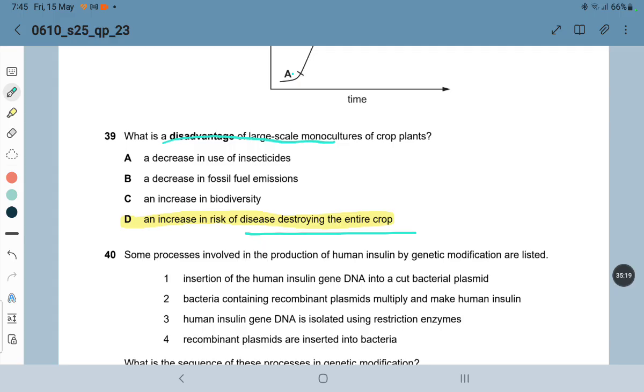I cannot say an increase in biodiversity because it would be an advantage, and he's asking here for a disadvantage. A decrease in fossil fuel emissions, of course, this is an advantage. A decrease in use of insecticides, also this is an advantage. So we need to make sure that we are aware of such a concept.